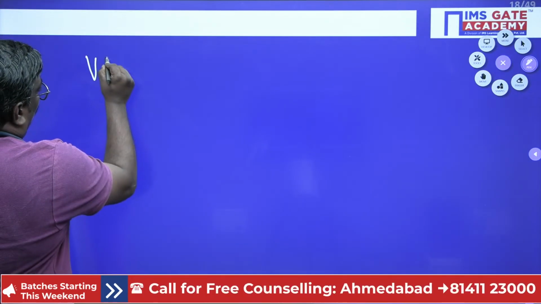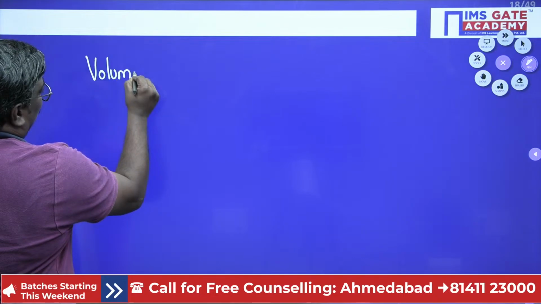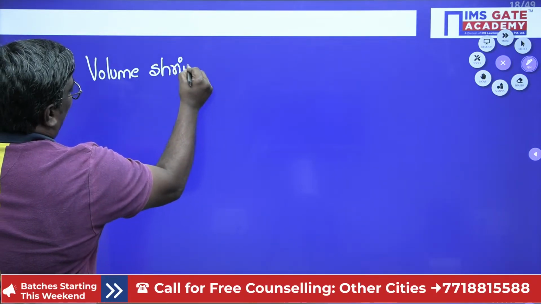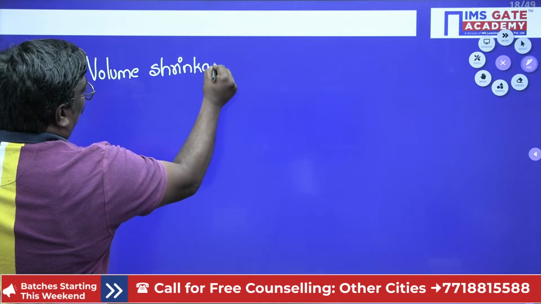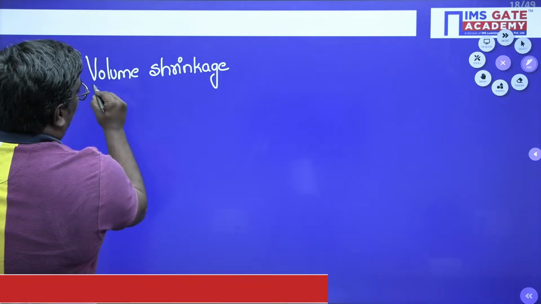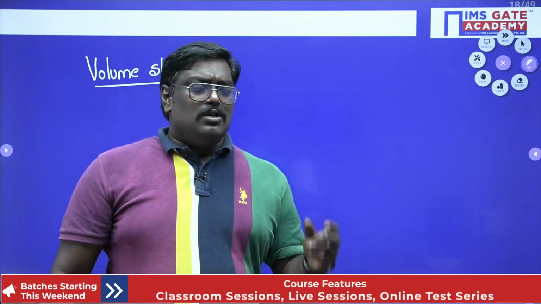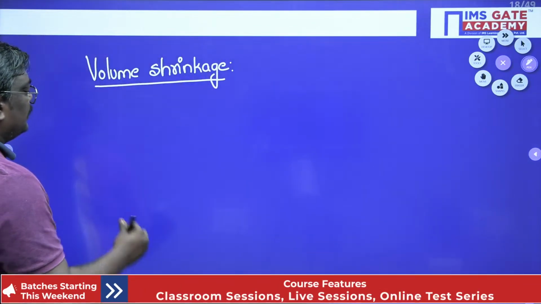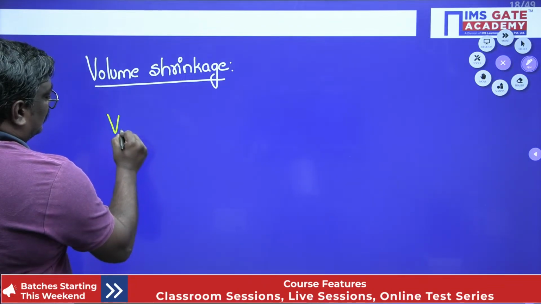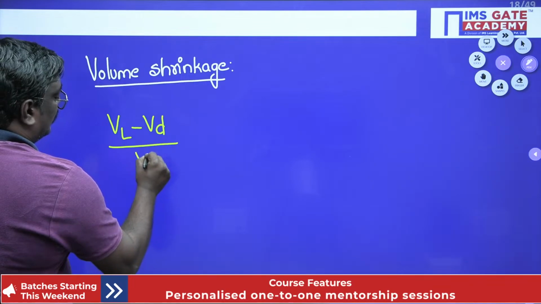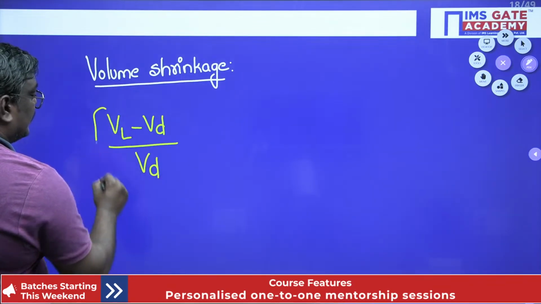When I talk about volumetric shrinkage, shrinkage is nothing but volume reduction. If you take a cotton cloth and immerse it in water, what will happen to that cotton cloth? It shrinks, so there is a change in volume. So volumetric shrinkage is nothing but the change in volume in terms of dry volume.